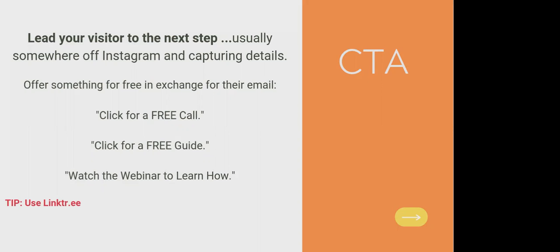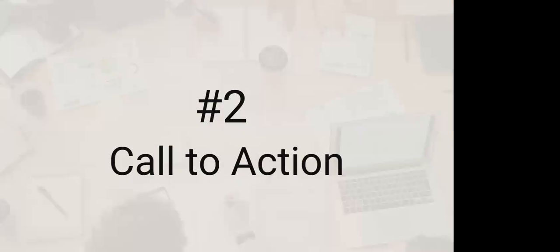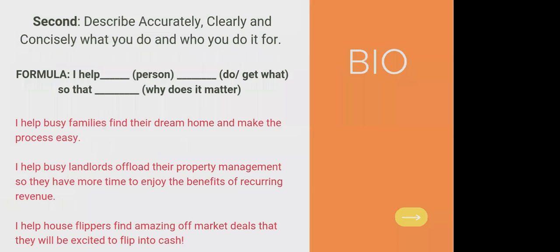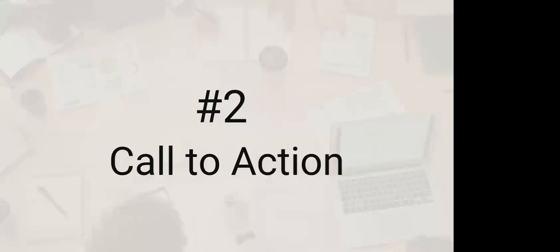And this is again where you can use that bio section. You only get 150 characters, so you have to be super concise. But you can say, click for a free call, click for a free guide, watch the webinar to learn how. So I would basically tag one of those calls to action onto the end of a bio. So if we go back, we could say, I help busy families find their dream home and make the process easy. Click for a free call.